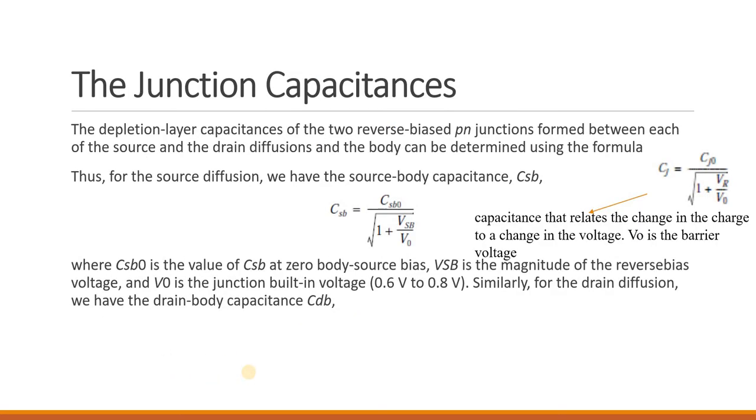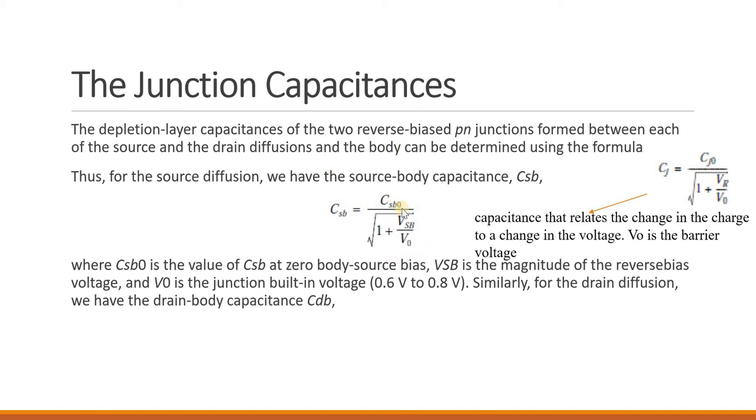Next are the junction capacitances, that is CSB and CDB. These are because of the two reverse biased PN junctions formed between each of the source and drain diffusions and the body, and they can be determined using the formula.